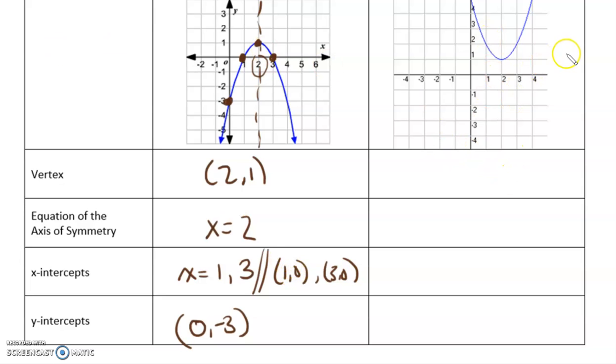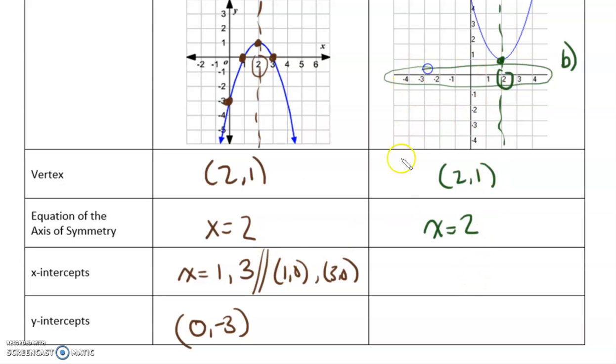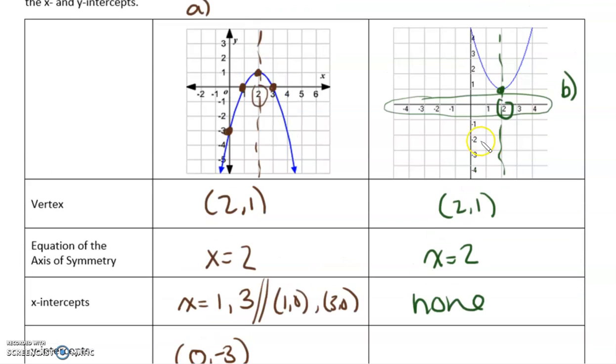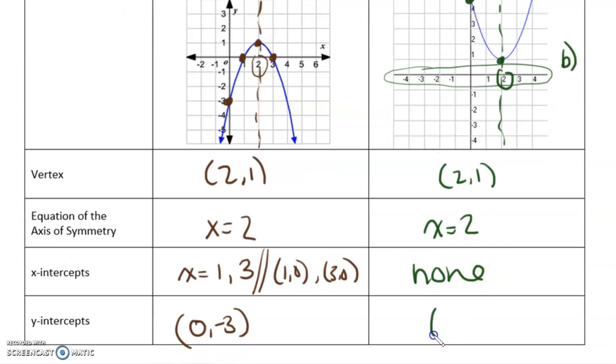Okay, and let's call this one B. So the vertex is 2, 1, so the same, which makes the axis of symmetry the same, which is x equals 2. And if we look at the x-axis, there are no x-intercepts, so we just say none. And if we look at the y-axis, we can identify right here, 0, 5 would be the y-intercept.